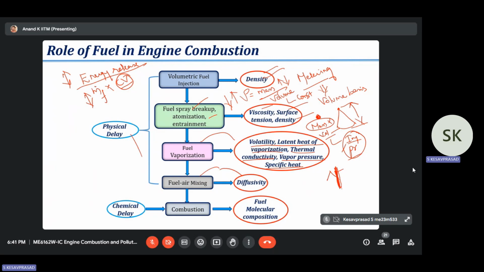Once you have this, then you have a chemical delay, which is primarily governed by the molecular composition of the fuel, and which in turn affects how quickly the radicals are formed from a stable molecular structure. So until this point, we are forming an ignitable mixture. After this, we are forming radicals from the stable molecular structure. So this is the role played by the fuel in influencing the combustion event in a typical diesel engine.